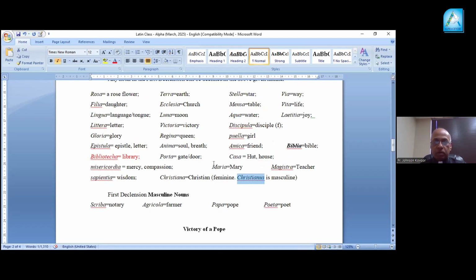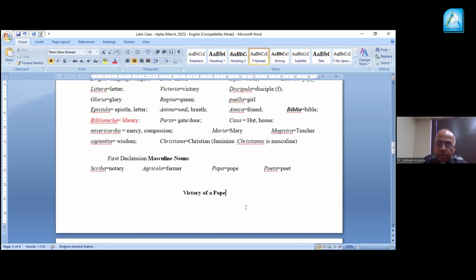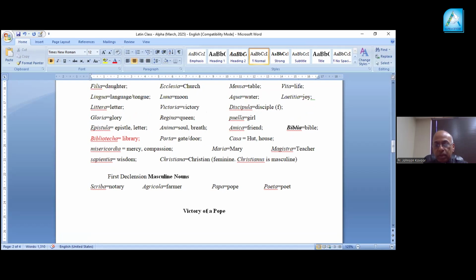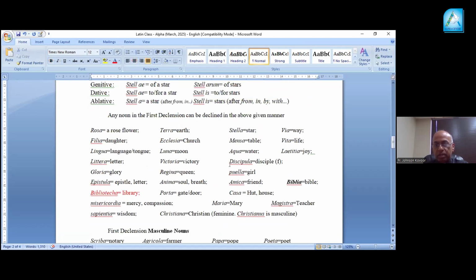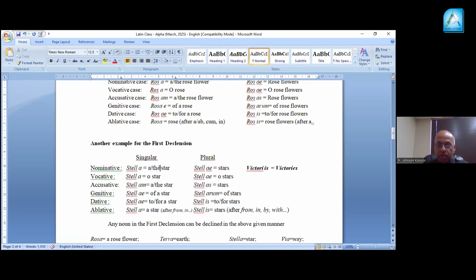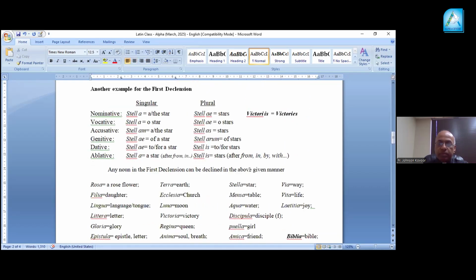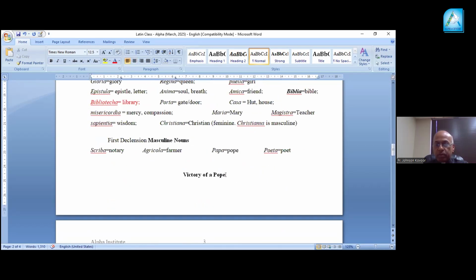Now you have the word notes with you. Can anyone of you translate victory of a pope? Latin does not use articles. If we say just a noun, the article is included. That is why here it is a star or this star, nominative. Okay, victory of a pope. Who can translate? Anyone, if you can unmute and say.